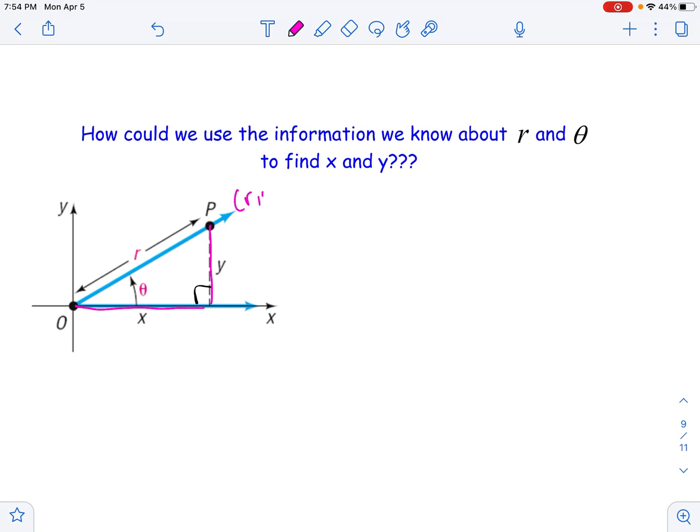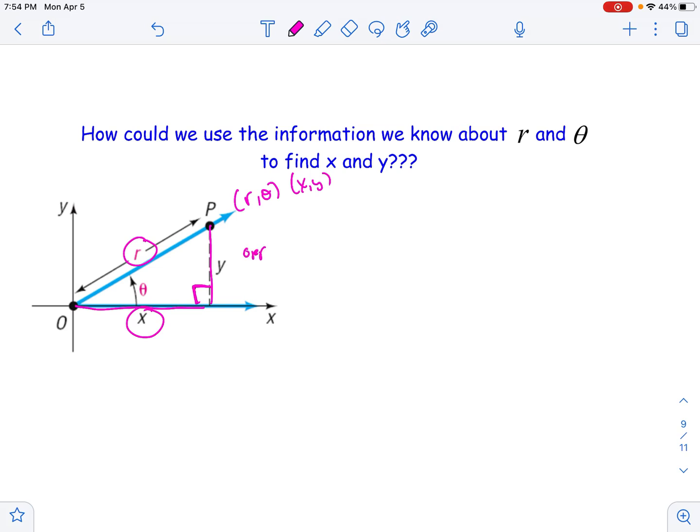So I know this is the point r, comma theta, and it's also the point x, comma y. So what we have to do is find a link between those points r, comma theta, and x, comma y. Since we do have a right triangle here, we can use good old SOHCAHTOA to figure out the link between those. All right, so if I wanted to figure out something about, let's say, x, okay? I know x is the rectangular coordinate. R is the polar coordinate. So what can I say about that theta?